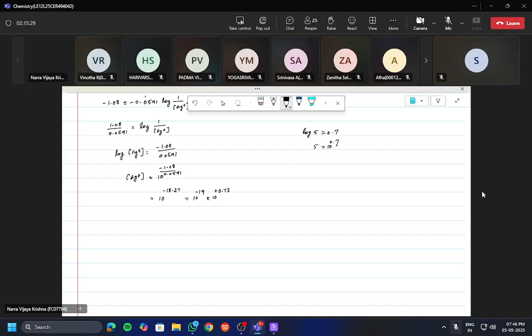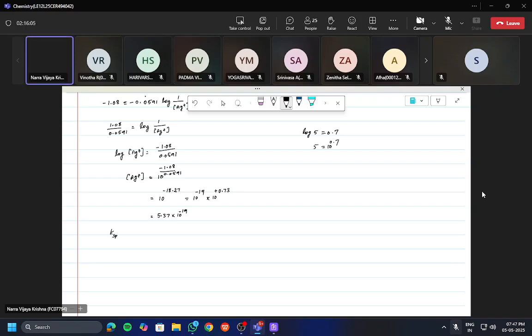Understood or not? Or I will write that value accurately. 10 power 0.73, what is that? 5.37. So I am writing this value as 5.37 into 10 power minus 19. This is the concentration of Ag plus. Then what is the concentration of Cl minus? Same. Ksp equals Ag plus into Cl minus. Ag plus and Cl minus both become equal, na? So this into this means square of this.